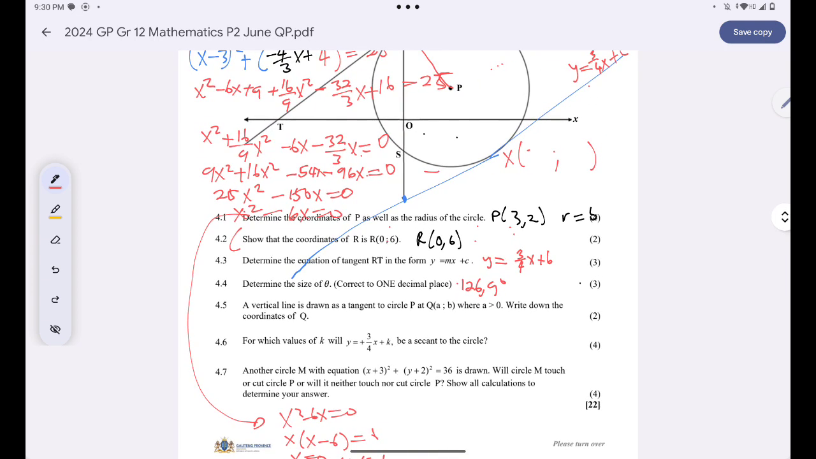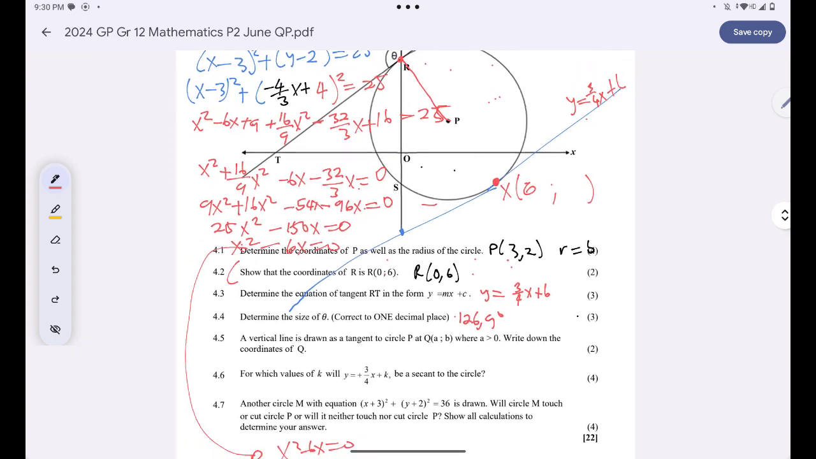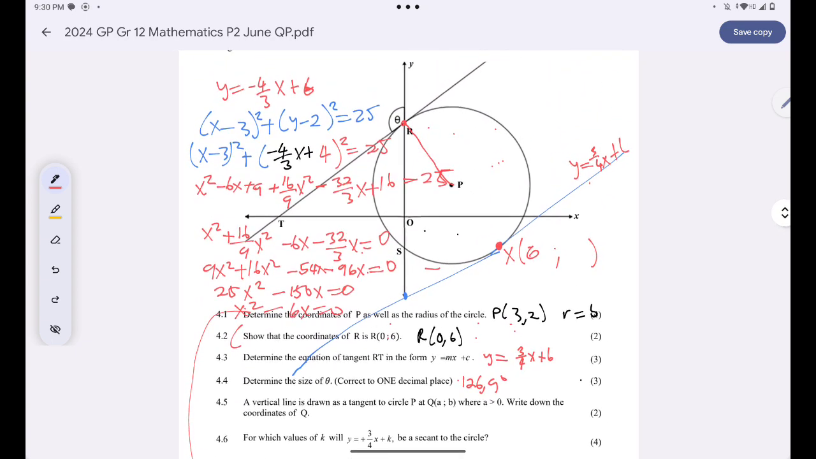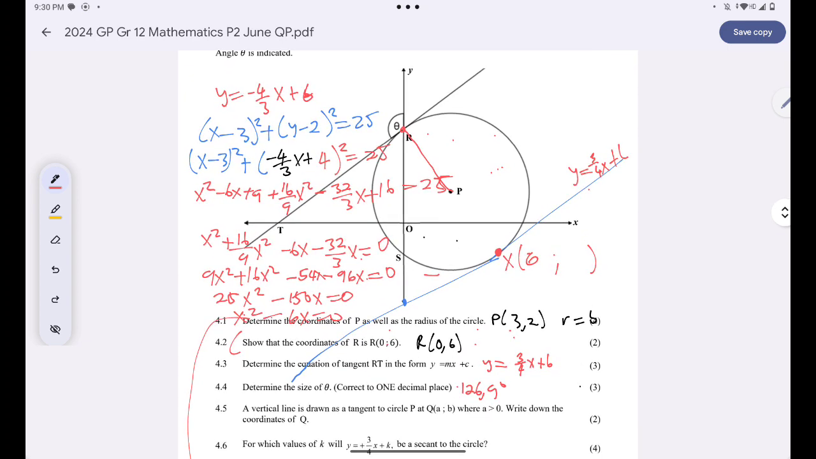Right, together. So I now know that the x value there is a positive 6. All I need to find is the y value. How can I find the y value? I can just substitute in the equation of the diameter, and whenever I see x, I must put 6. So I'll have negative 4 over 3 times 6, which will give me negative 8, plus 6, and I'll have a negative 2. Okay, now I can find the equation of my tangent.